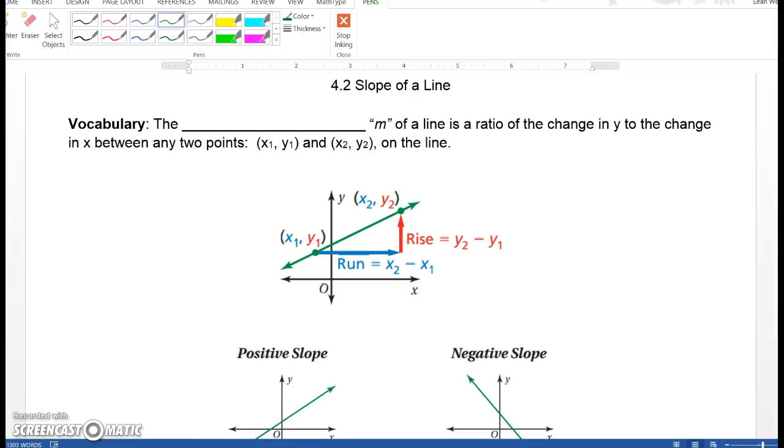Okay, this is section 4.2, and today, as you can see up here, we're going to be talking about the slope of a line. So that is your vocab that goes right here.